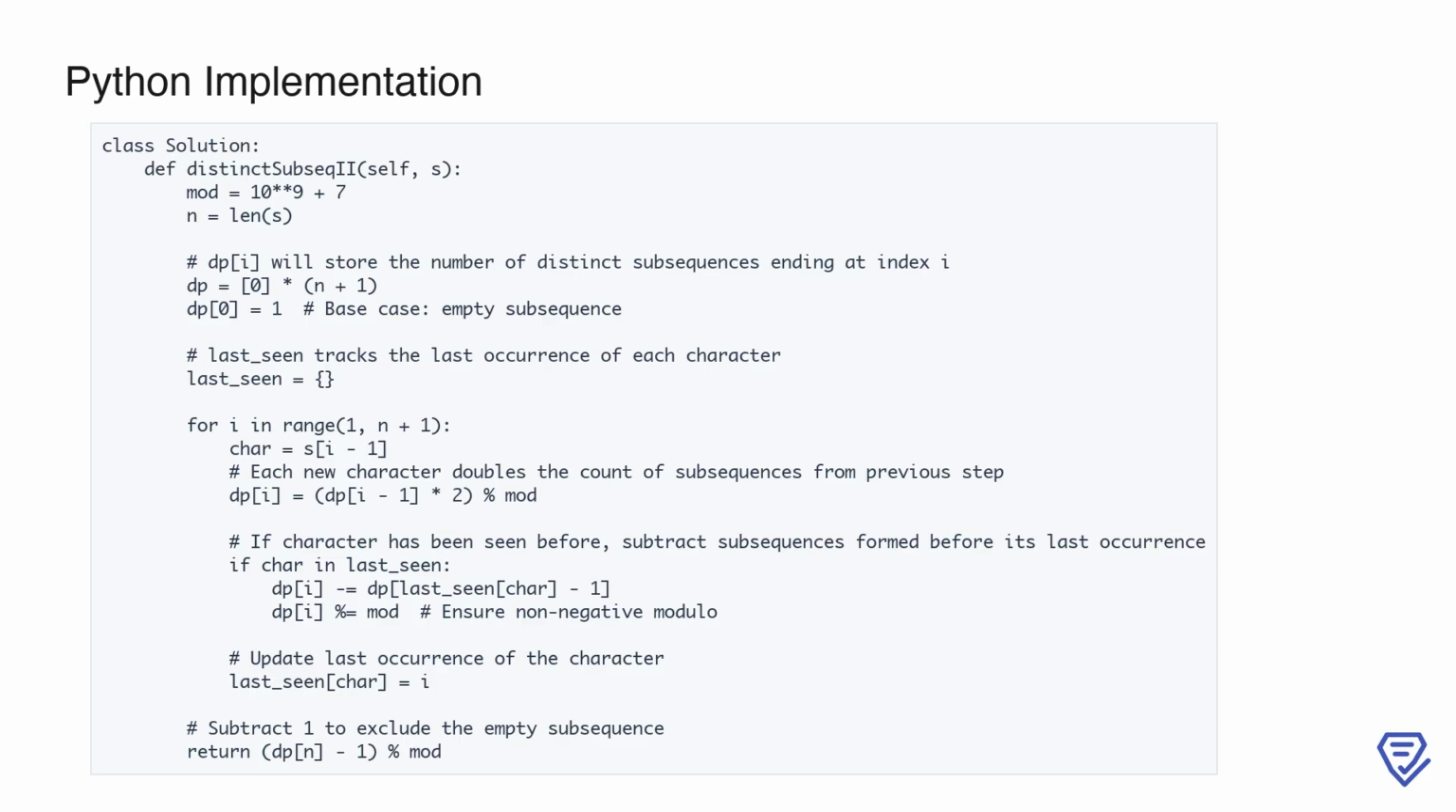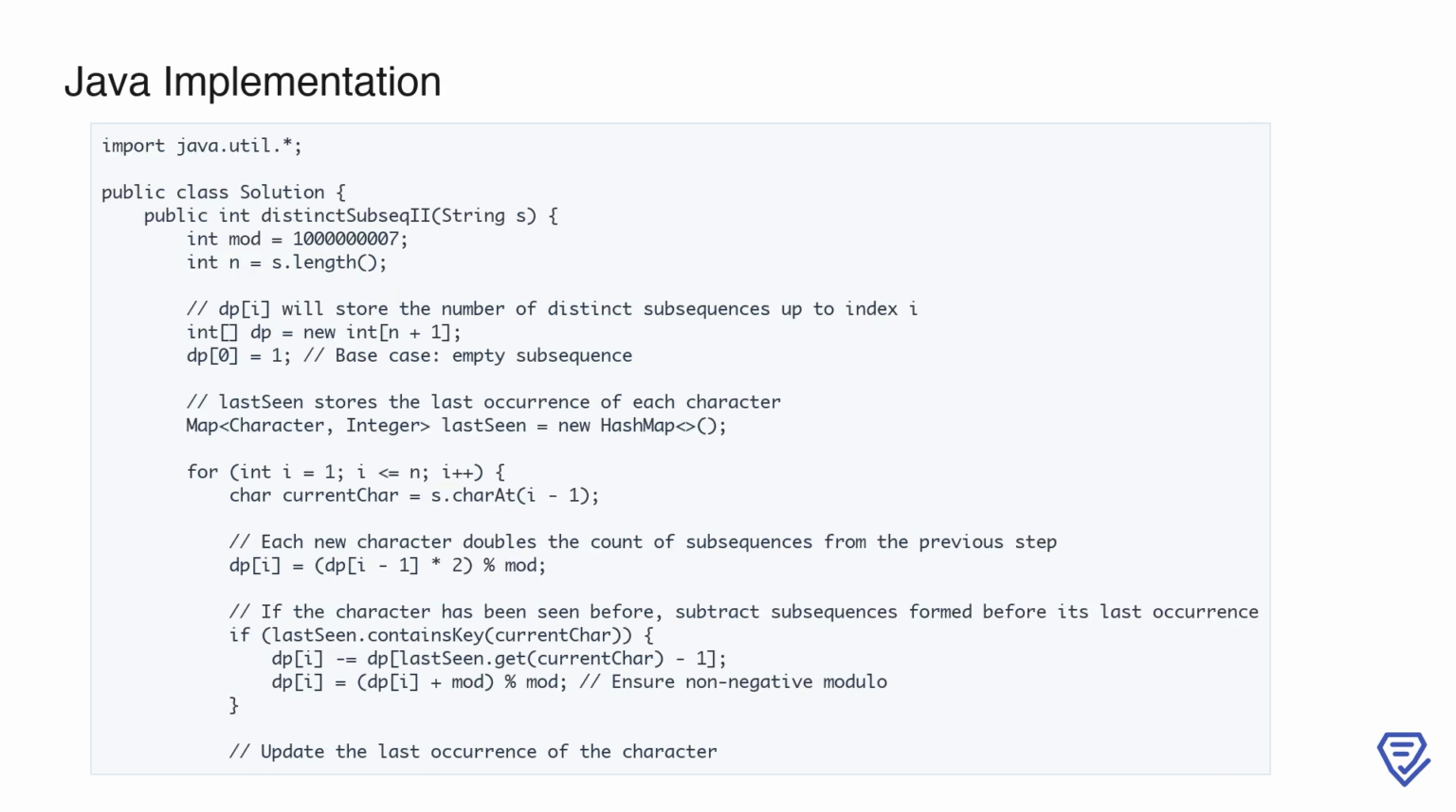For the final adjustment, after processing the entire string, we subtract 1 to exclude the empty subsequence from the final count. This approach ensures an efficient computation with a time complexity of O(n) and space complexity of O(n), making it suitable for large input strings. Here, we start by defining a solution class with a method called distinctSubseqII that takes a string s as input.